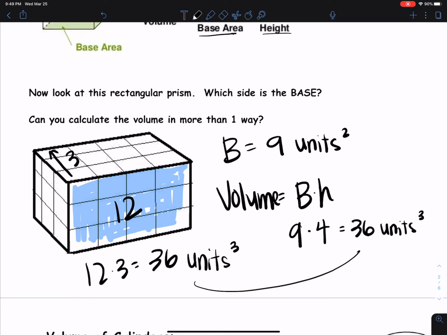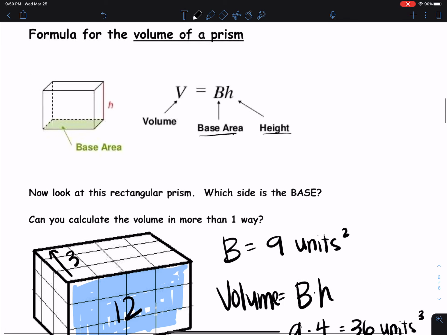So that's how you find the volume of a rectangular prism. You find the area of the base times the height. That would be the volume.